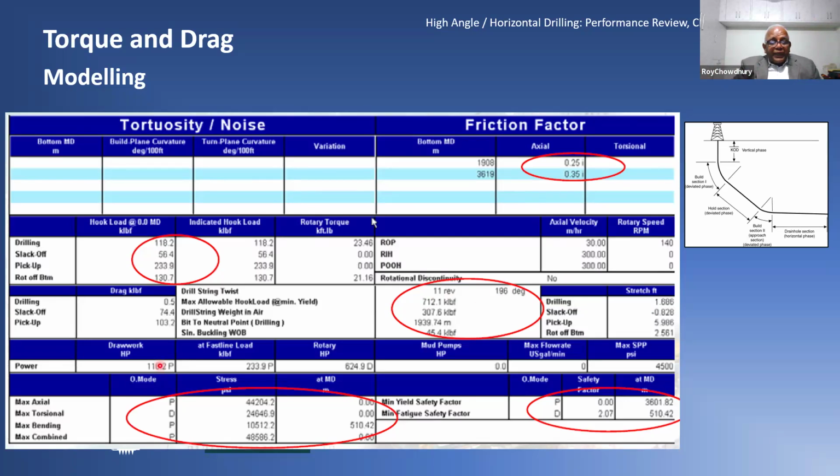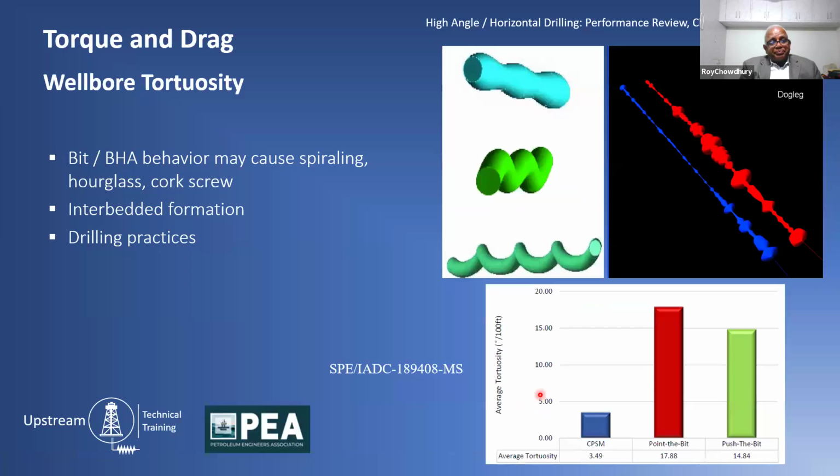Similarly, for all the stress, the minimum yield safety factor is here. See, the buckling loads are here. So this is the standard, I just wanted to summarize it for you.